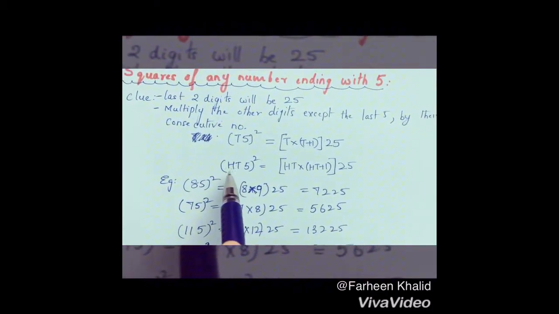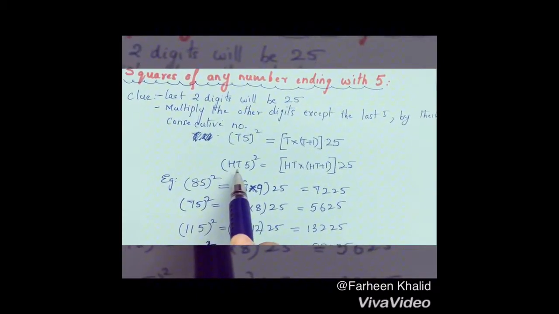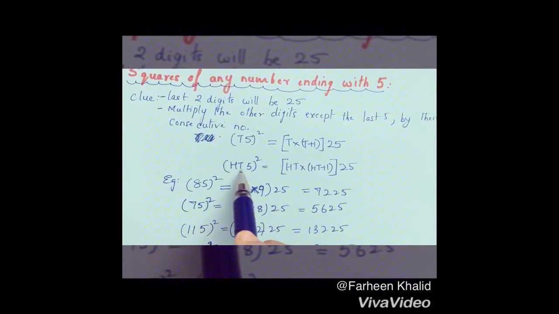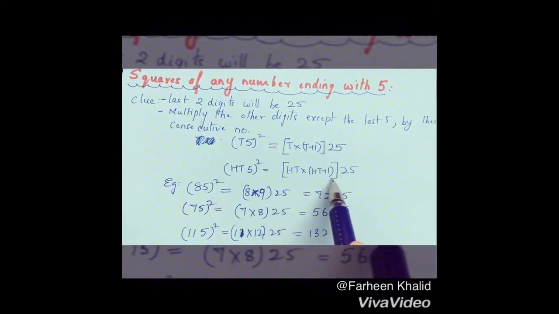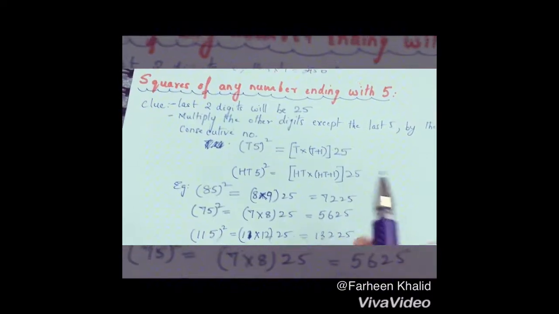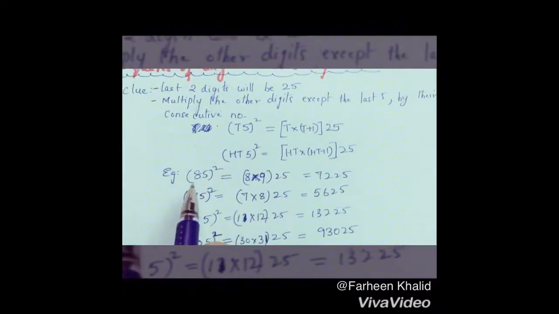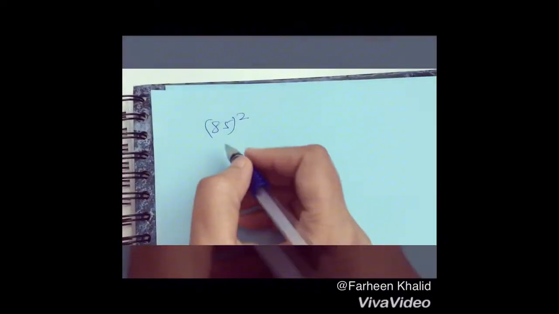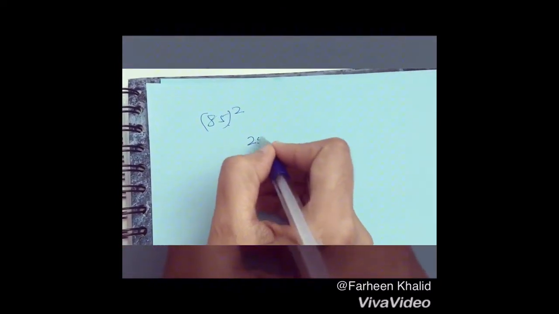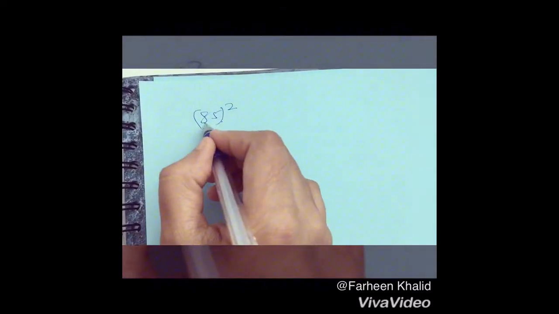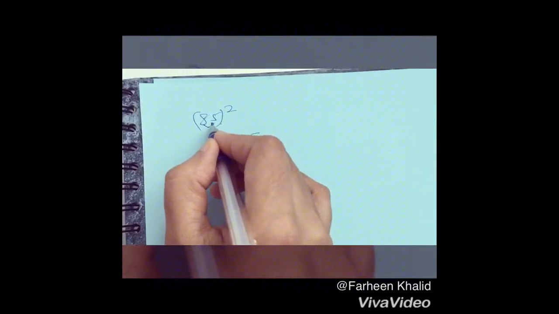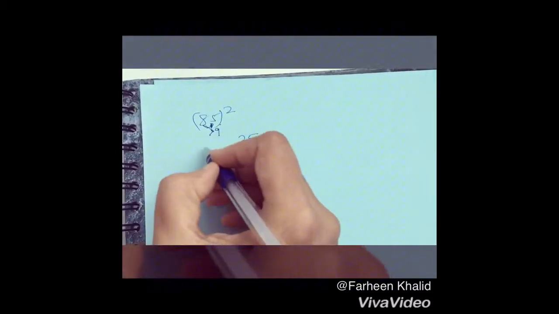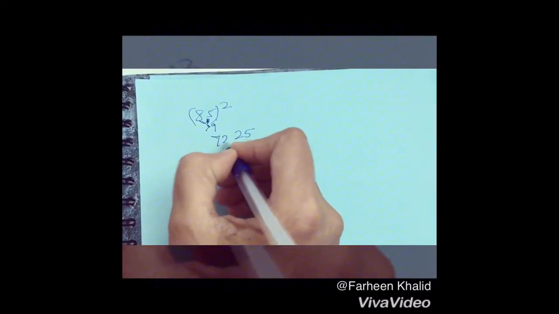In case of a 3-digit number, you do the same thing, but this time you consider the hundreds and tens as one number, you multiply it with the next consecutive number, and you write 25. Let's see this in an example to make it easier. 85 square. How do we do 85 square? The answer will have 25 in the end, and you have to do 8 times the next number, which is 9. So 8 times 9 is 72. So your answer is 7225.